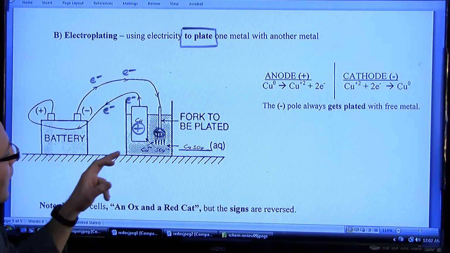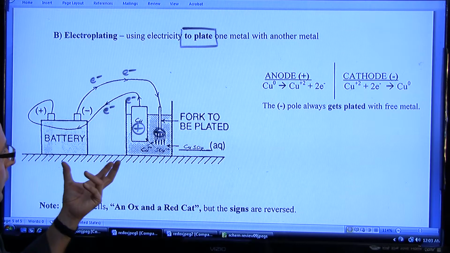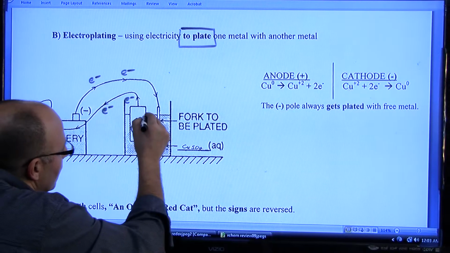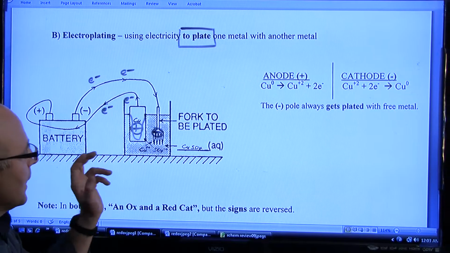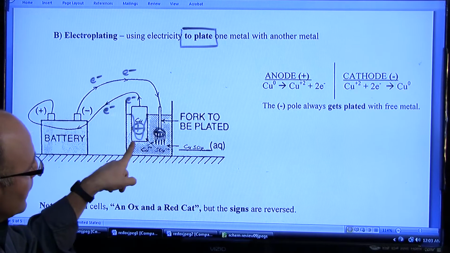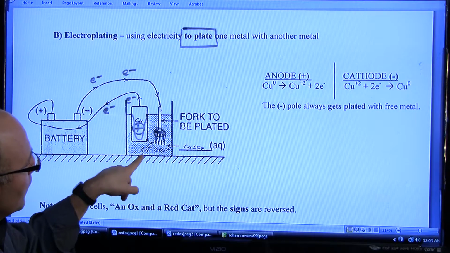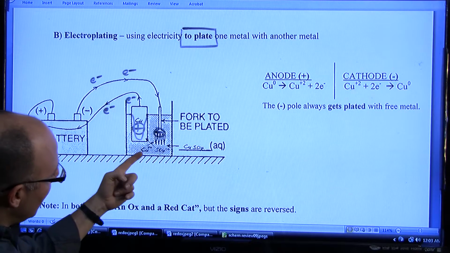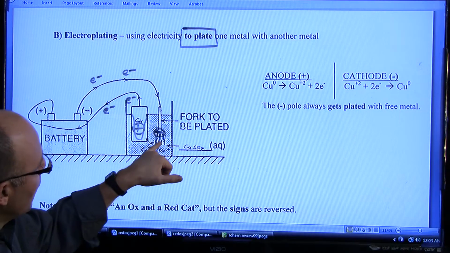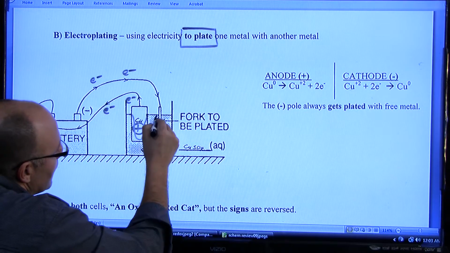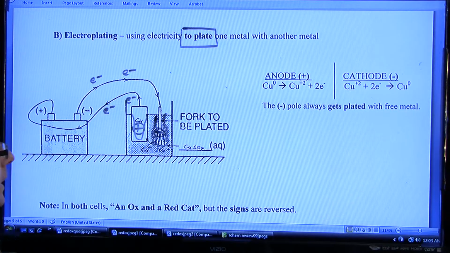But in this case here, unlike the electrolysis, the copper electrode actually is undergoing a change. You'll see over time this copper electrode begin to get smaller and smaller. Because as this copper gets oxidized and forms copper ions that go into solution, then those copper ions are going to get reduced by the fork and end up plating, as they form copper metal, the fork. Let's go through that again.